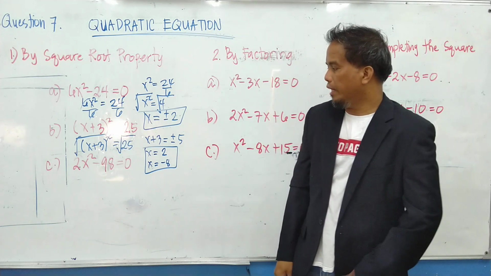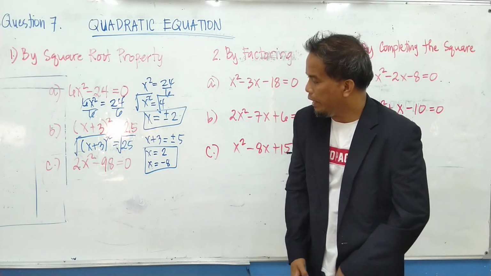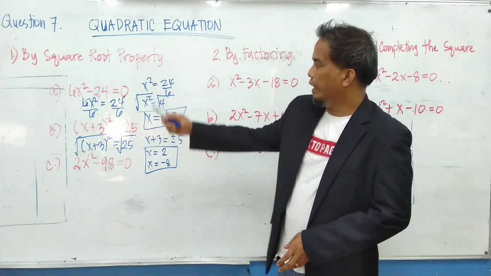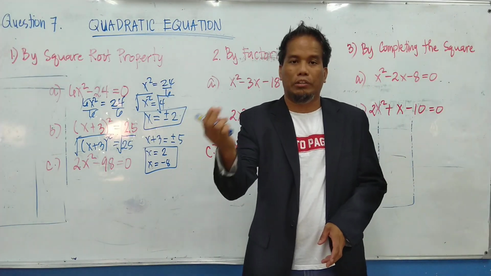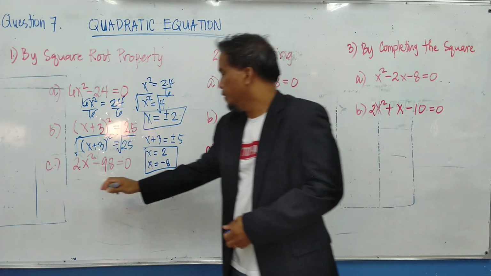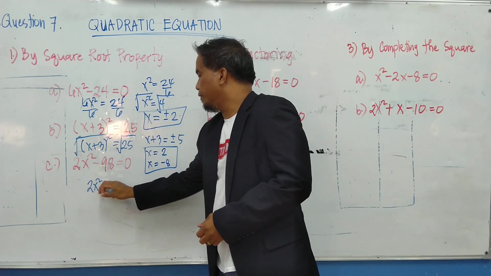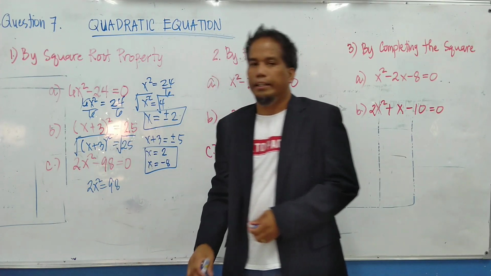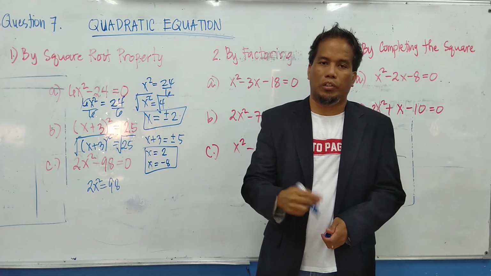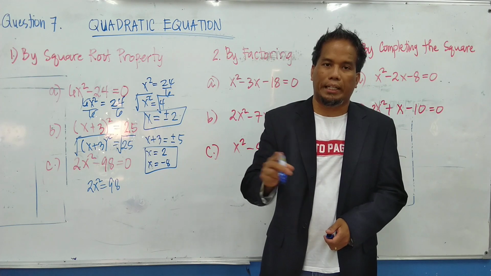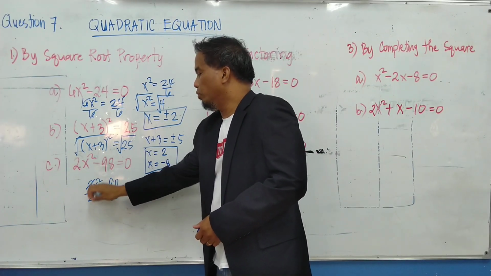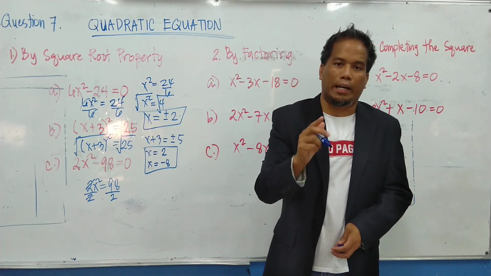Okay? So let's proceed to letter C. We have 2x squared minus 98 equals 0. Same as in letter A, we are going to isolate the negative 98. So here's the solution. 2x squared is equal to 98. Then we will remove 2 as the numerical coefficient of x squared by dividing both sides by 2. 2 divided by 2 is equal to 1. So that is the reason why we cancel it.